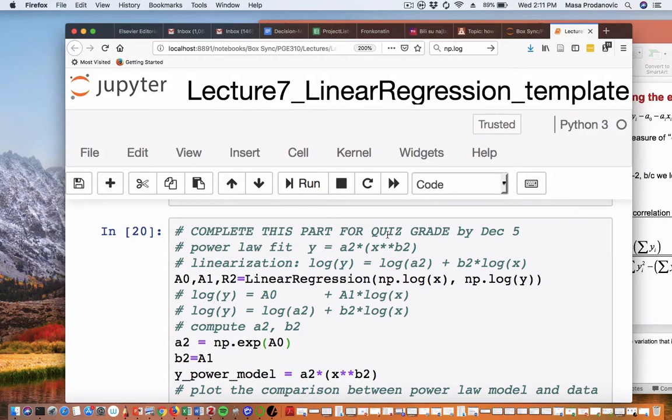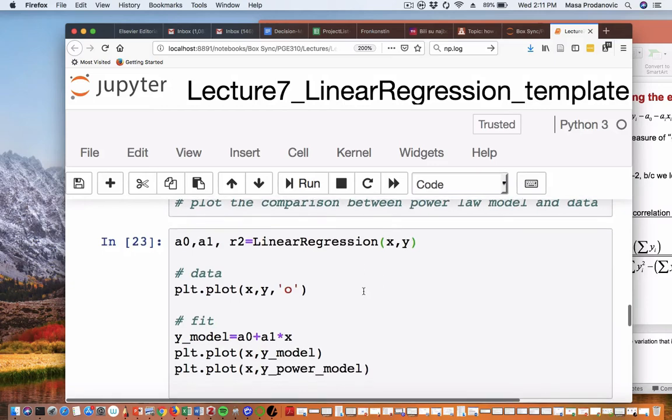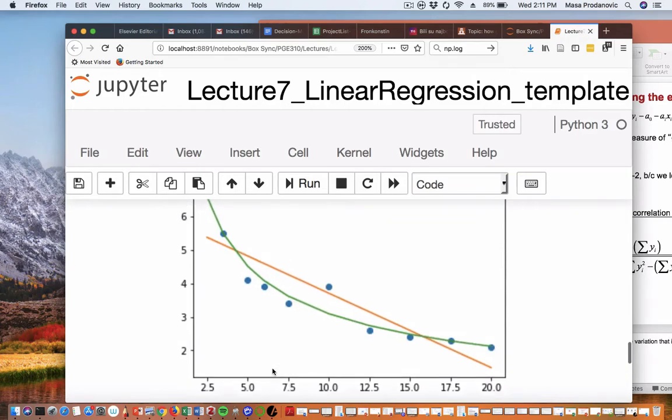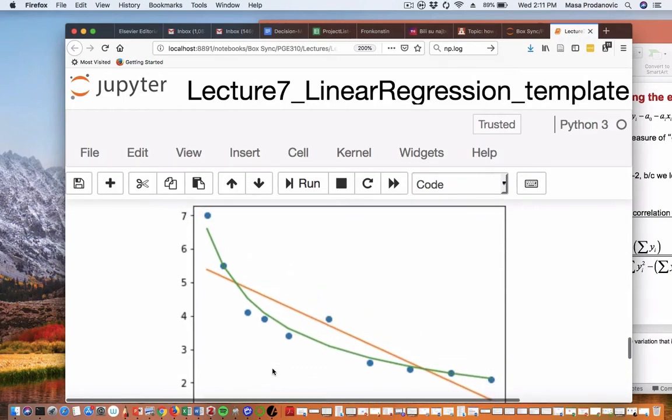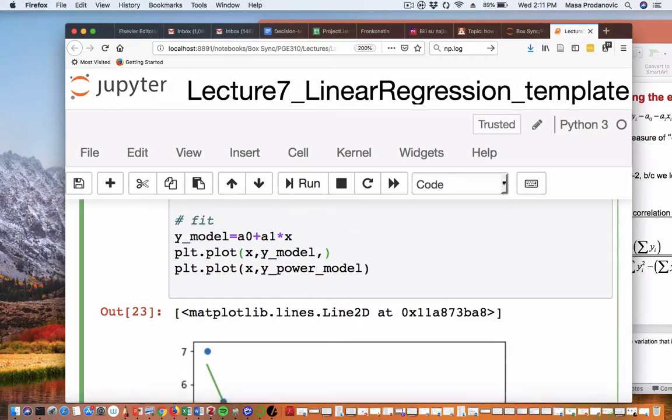So if I plot this power law model against the data and compare it with the linear regression, I can plot my original data, x, y, and then x and y model, which is my linear model, A0 plus A1 x. And also this power law model, x and a2 times x to the b2, I will get something like this. So those of you who have submitted the quiz, have you gotten something like that? So obviously this green curve, I can actually label them. How's that done again?